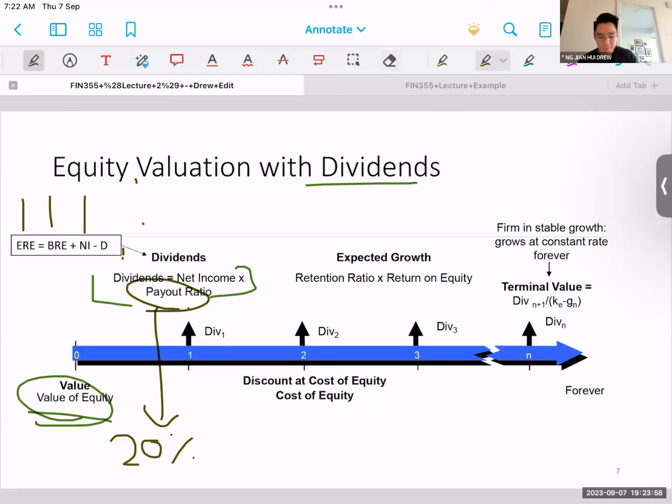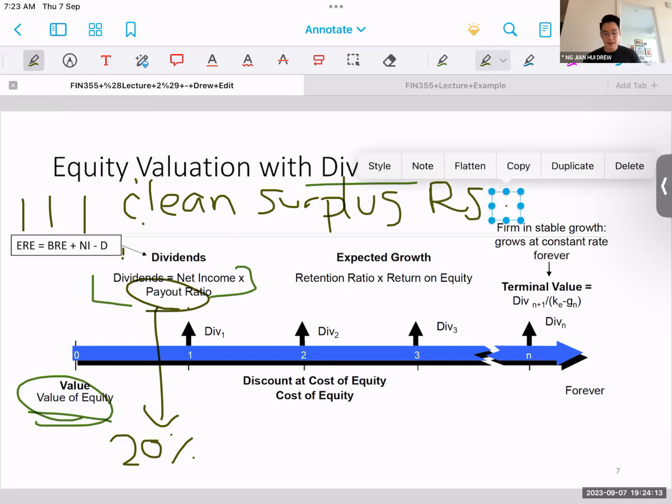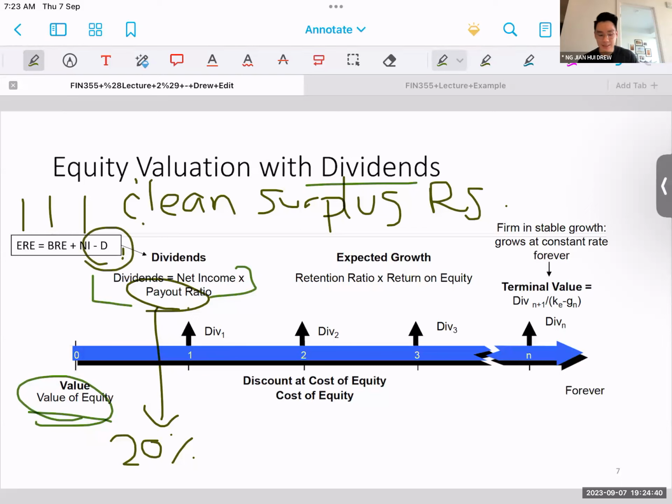We'll hear this term over the course of this module. So it's clean surplus relationship, CSR, right? It's the same thing. If someone says the clean surplus relationship, it is basically the retained earnings formula. It's a bit more fancy in finance. Basically, it relates the ending retained earnings to the beginning retained earnings by considering the net income. And this relationship is usually used to derive or determine the dividends here.